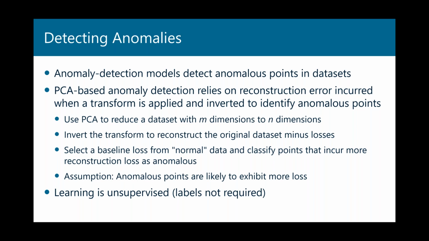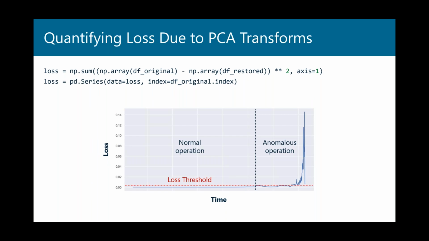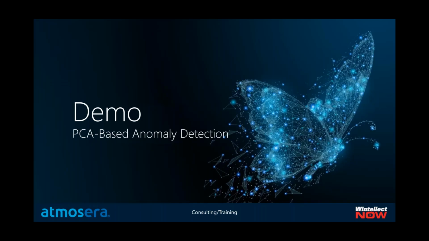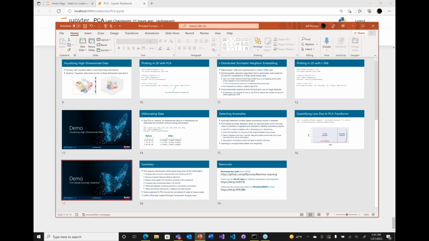If you PCA and then un-PCA a sample that is not anomalous, the reconstruction loss, the difference between the original data and the reconstructed data will be small. But if you apply that same transform and inversion to an anomalous sample, the reconstruction error will be greater. And you can use that difference to determine which samples are anomalous and which ones are not. So let me just jump right into a couple of examples here, which I think you'll find somewhat interesting.